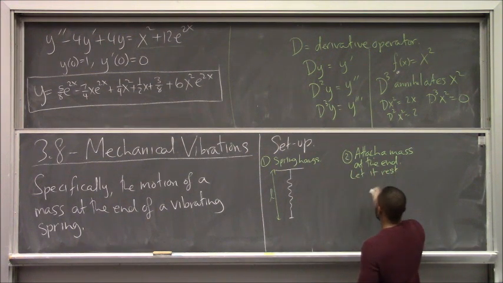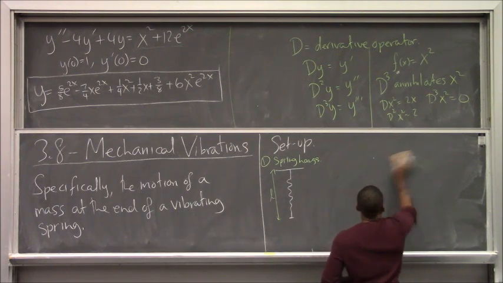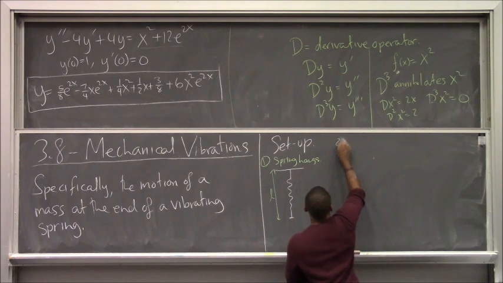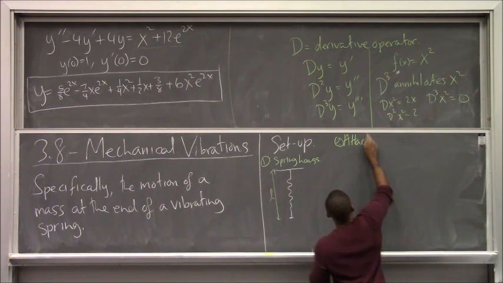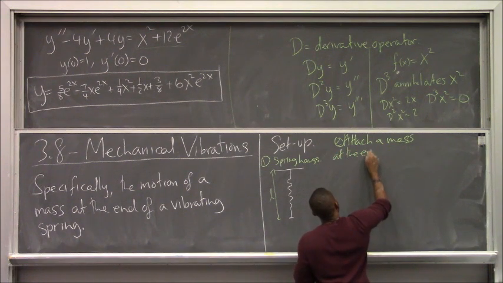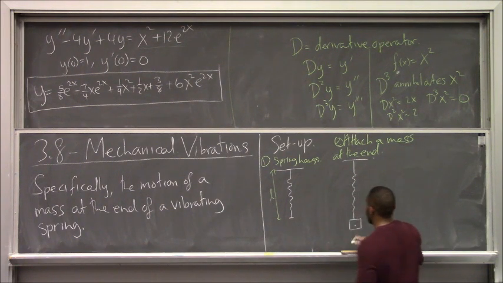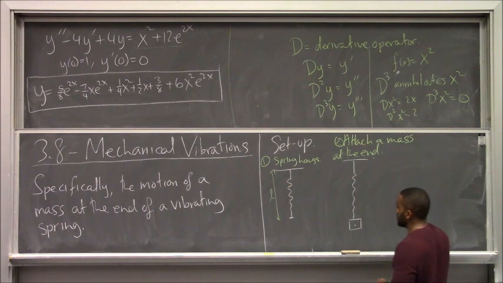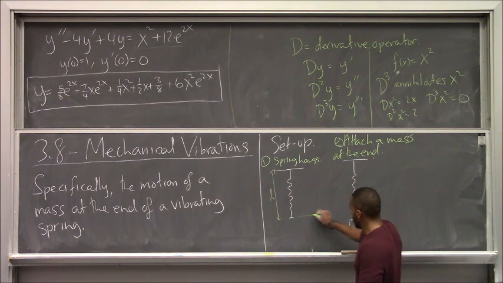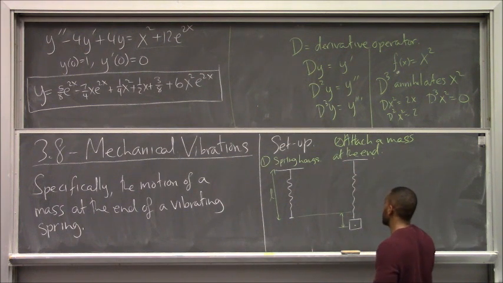And let it rest. So we have the spring, but now we attach some weight to it. So there's some mass at the end. Now this is going to stretch the spring by a little bit. Call the distance of this additional stretch of the spring big L.